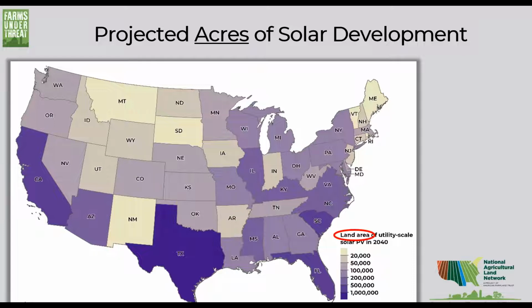If you're interested in more information about the solar modeling we did as part of this project, our solar technical paper is available through our Farmland Information Center. We'll be sharing that information later. We will also be releasing a solar white paper later this year. The most important takeaway from our modeling is that 83% of the projected solar development by 2040 will be sited on agricultural land, and nearly half of the projected solar will be sited on nationally significant land.